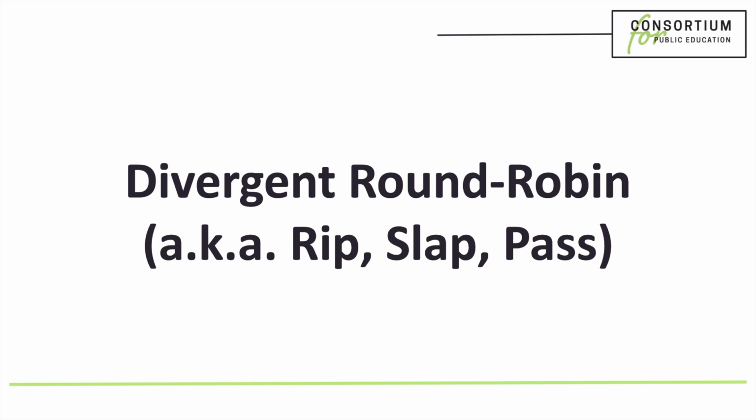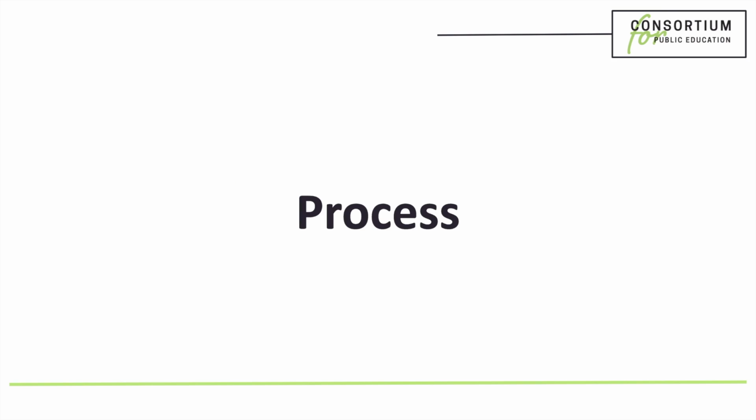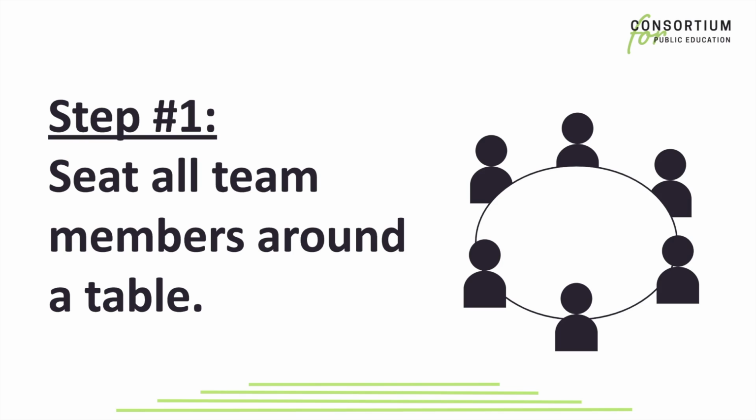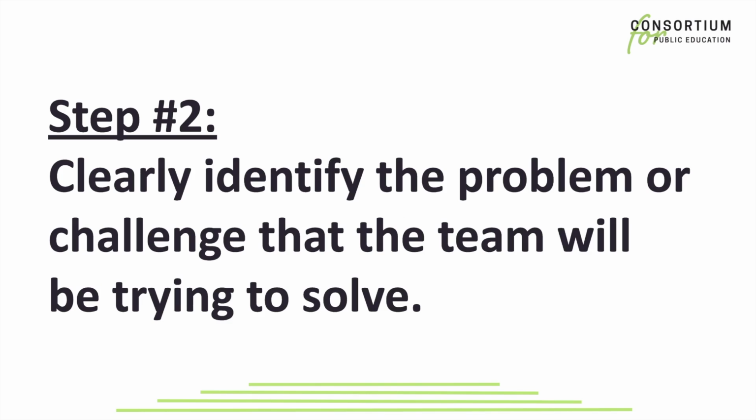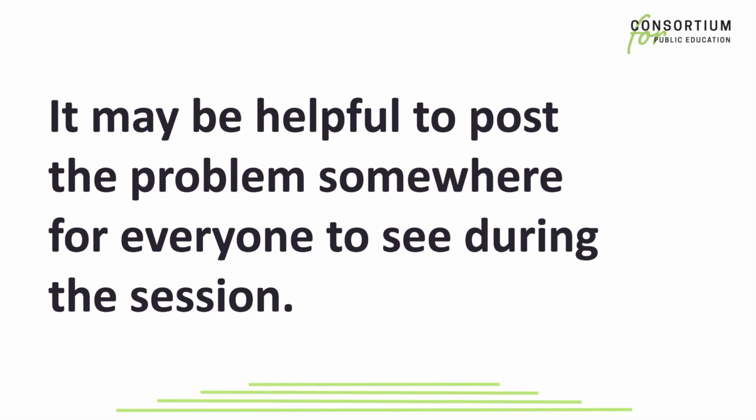So let's start with Divergent Round Robin, also known as Rip Slap Pass. Here's the process. Step 1. Seat all team members around a table. Step 2. Clearly identify the problem or challenge that the team will be trying to solve. It may be helpful to post the problem somewhere for everyone to see during the session.